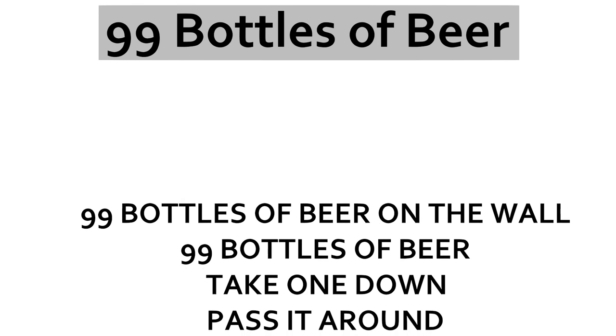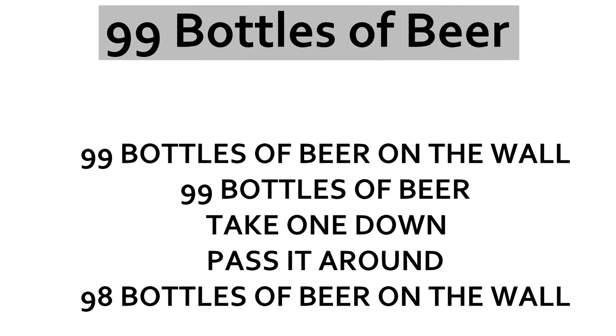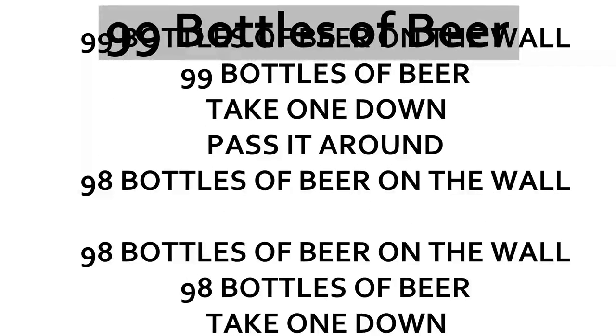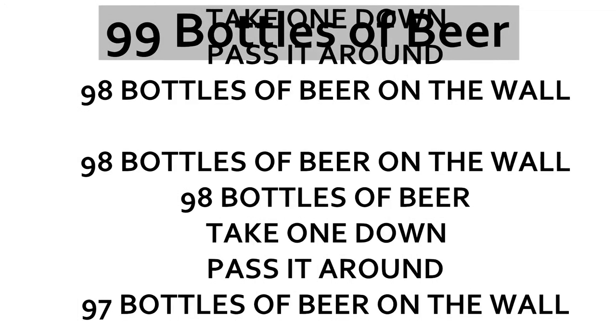99 bottles of beer on the wall, 99 bottles of beer. Take one down, pass it around. 98 bottles of beer on the wall, 98 bottles of beer on the wall, 98 bottles of beer. Take one down, pass it around. 97 bottles of beer on the wall.